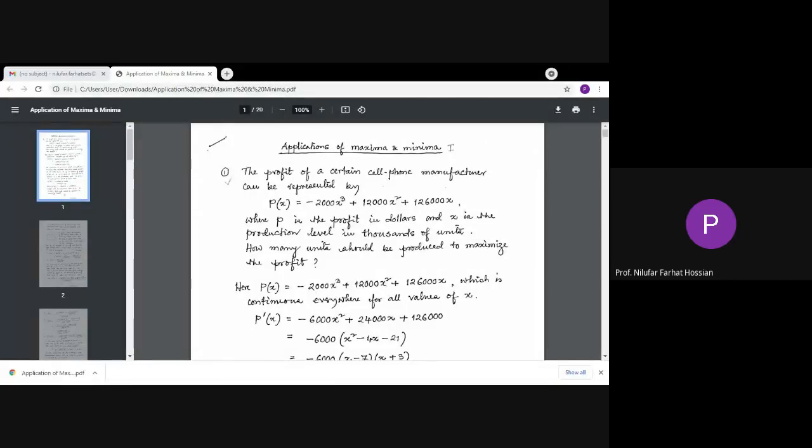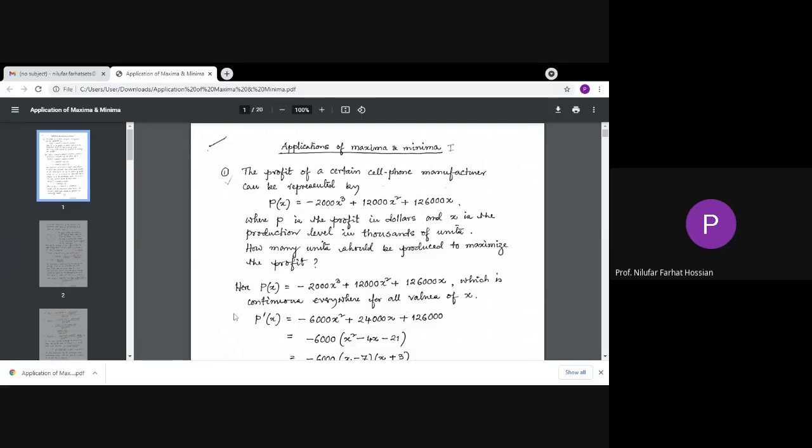Can you see the screen? No. Okay, so I'm trying again. Now we can see, Miss. Okay, yes, now you can see.